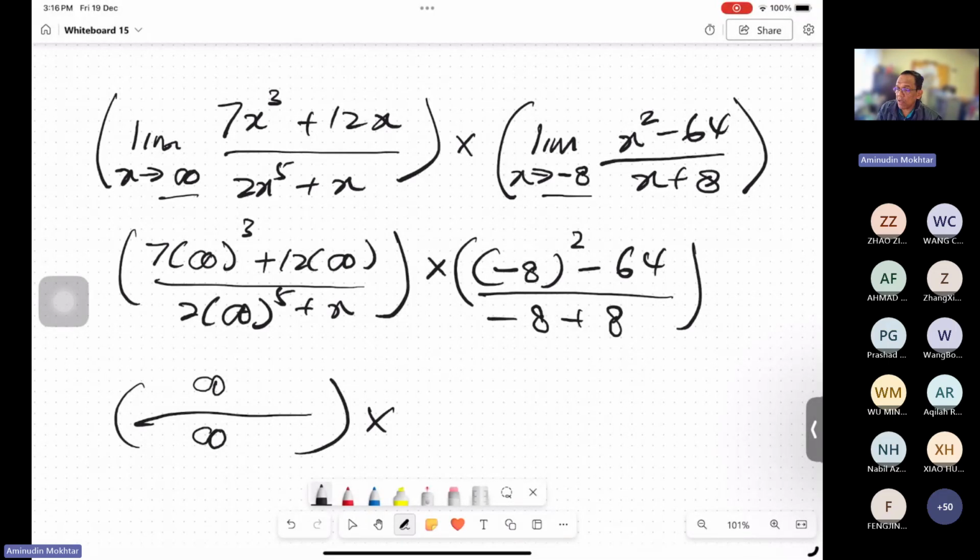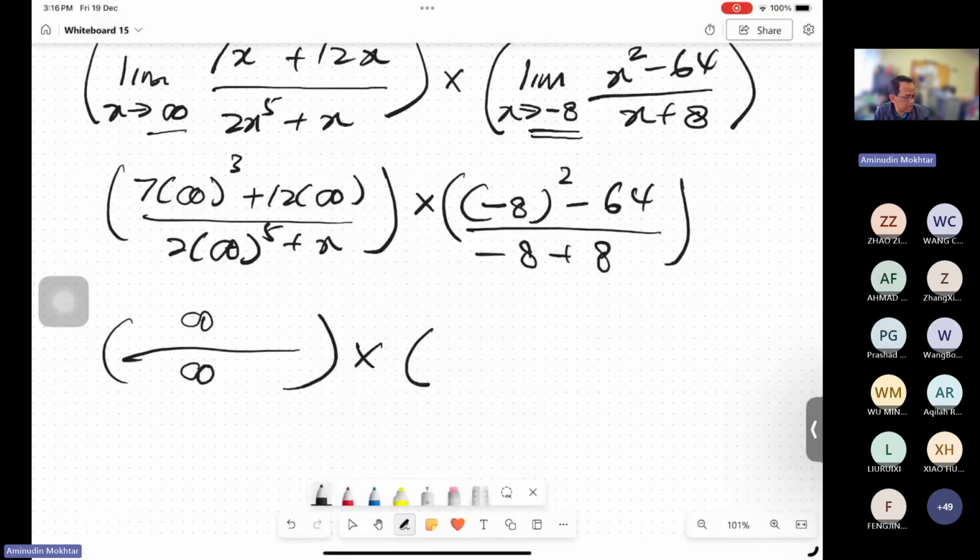In this case, based on the properties of limit, we just substitute the value of x. We substitute x equal infinity in the first function, and then x equal negative 8 in the second function. From the first function, we get infinity divided by infinity.